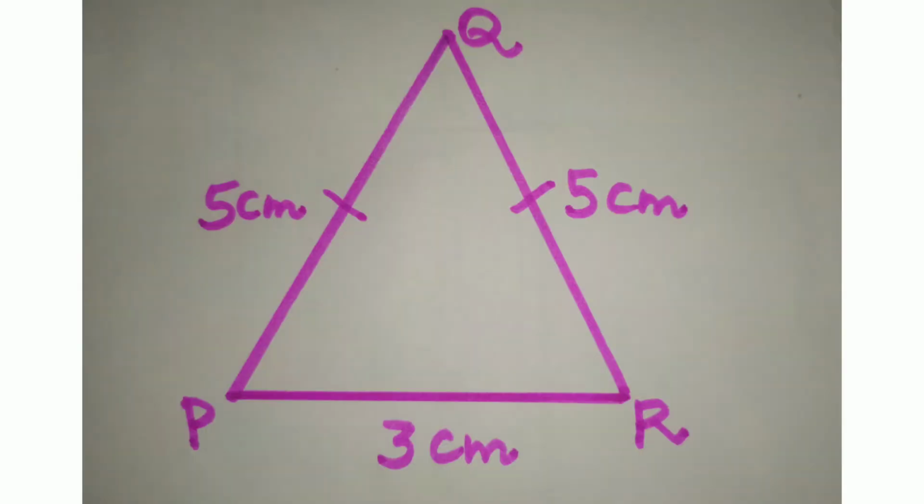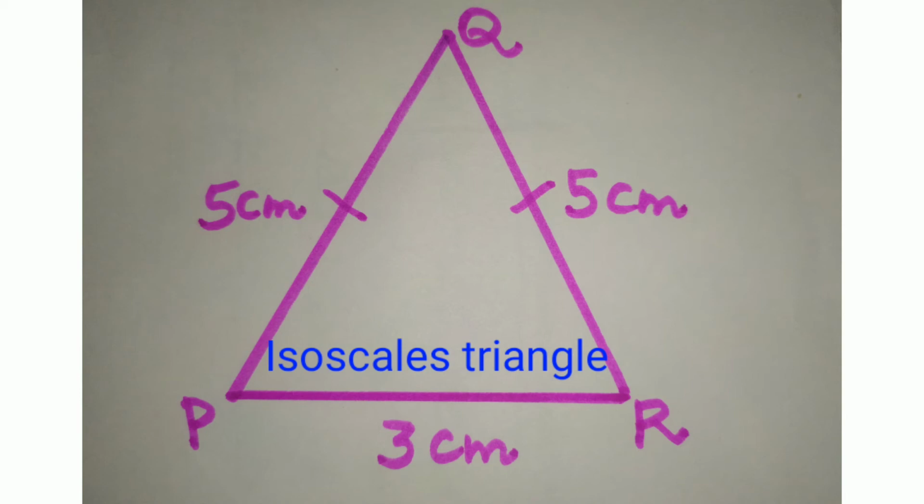Second type is the triangle in which two sides are of equal measure. From figure, triangle QPR has got QP side and QR side of same measure, that is 5 cm, but PR side is of different measure. The triangle with two sides equal is called isosceles triangle. Triangle PQR here is isosceles.